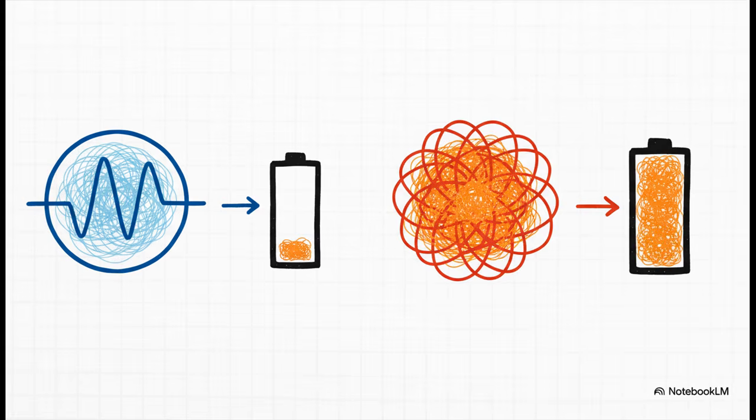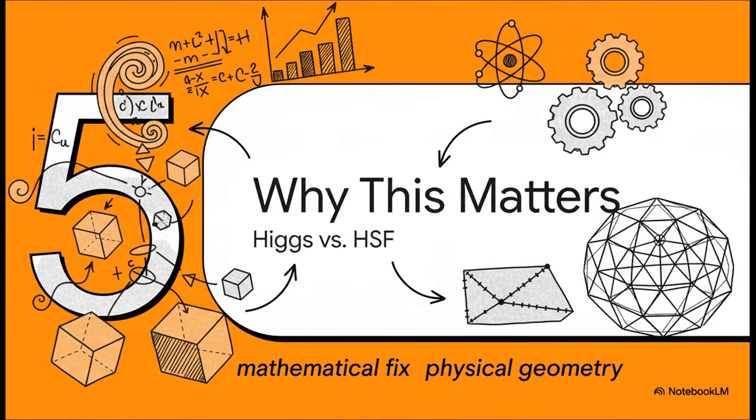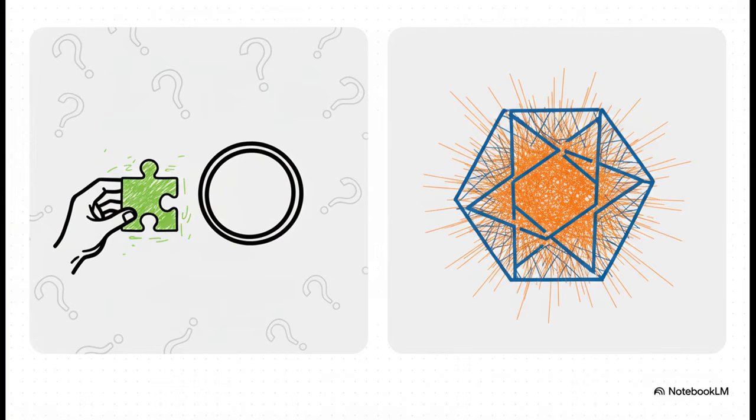plug into an equation. So, we're left with two very different ways of looking at our universe. One is based on a mathematical fix, and the other is based on physical geometry. Let's put them side by side to really see why this alternative is so important. At a high level, the difference is just stark. On one side, you've got the Higgs model, where mass comes from an abstract mathematical field and needs a bunch of arbitrary numbers to work. On the other side, HSF says mass is just stored wave energy, and its value is derived directly from the geometry of the wave pattern itself.